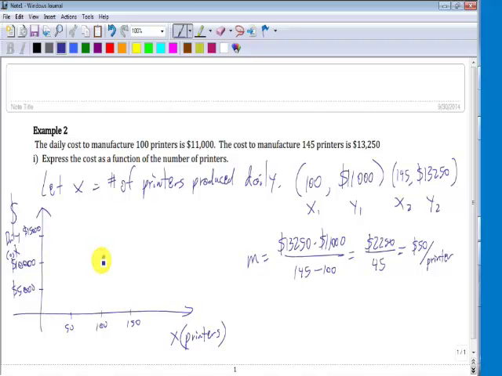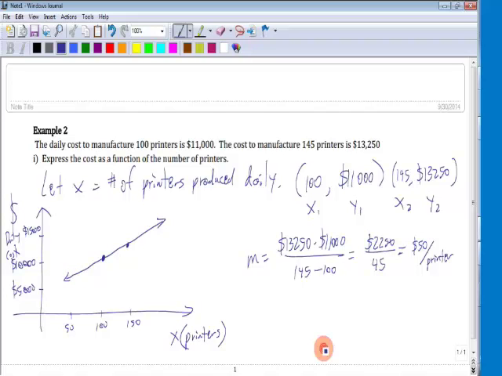$11,000 would be about right there. So that's one of the data points that we have been given. And 145, $13,250, something like right there. So those are our two data points, and there's a straight line. The y-intercept might be $5,000, but it looks like it's in the neighborhood of that. This is a partial graph of the function that expresses the daily cost in terms of how many printers are manufactured.